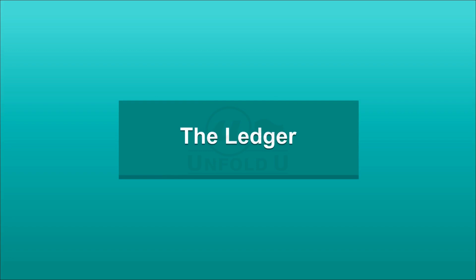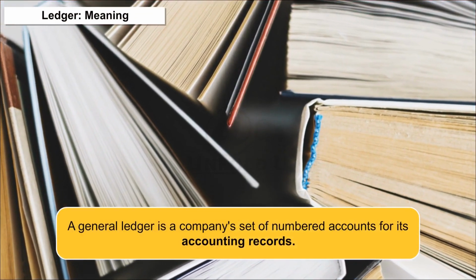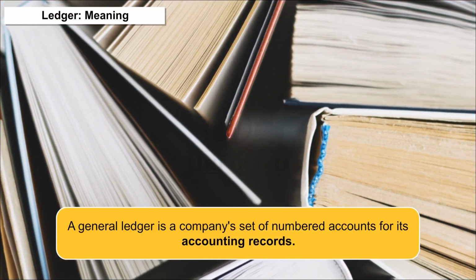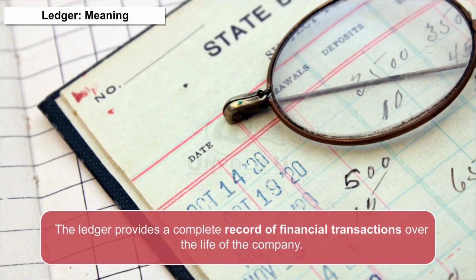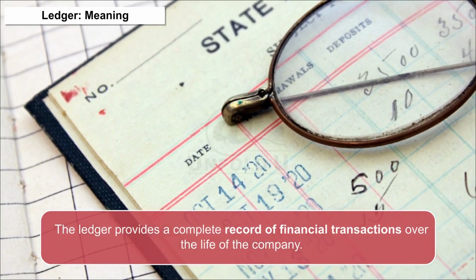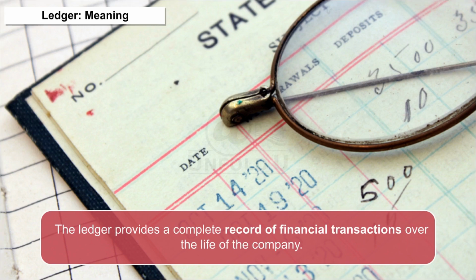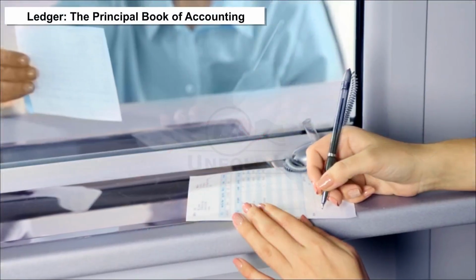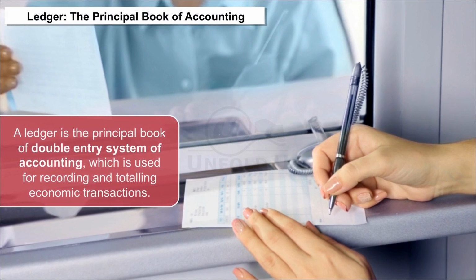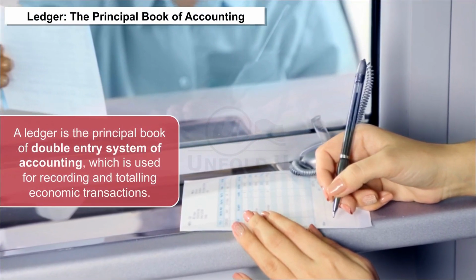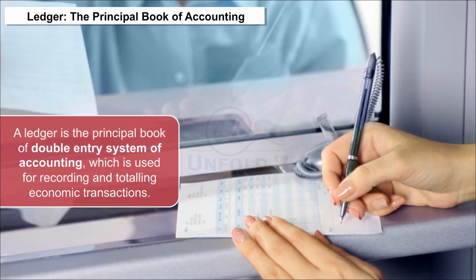The ledger. Meaning: a general ledger is a company's set of numbered accounts of its accounting records. The ledger provides a complete record of financial transactions over the life of the company. Ledger: the principal book of accounting. A ledger is the principal book of the double-entry system of accounting, which is used for recording and totaling economic transactions.